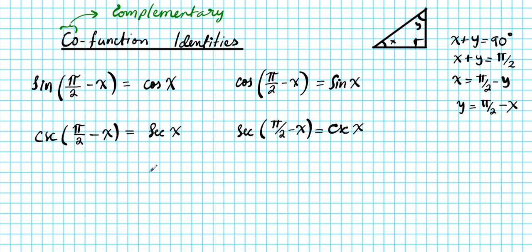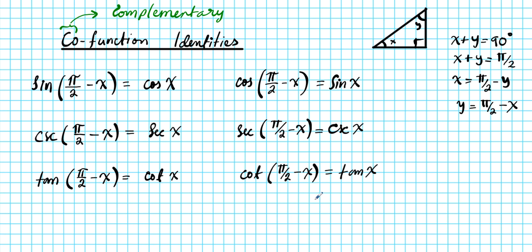We have two more cofunction identities, tangent and cotangent. They are cofunction identities also. So the tangent of the complement of an angle is equal to the cotangent of that angle. And the cotangent of the complement of an angle is equal to the tangent of that angle. So these are the 6 cofunction identities.